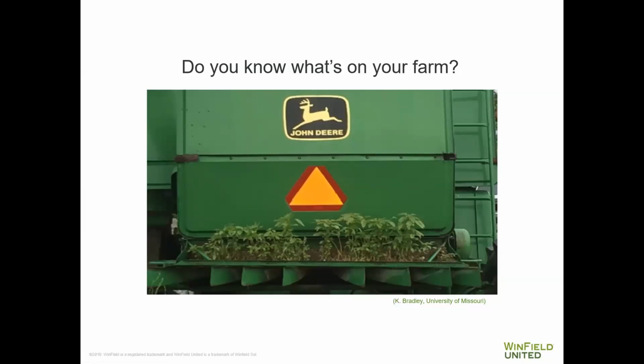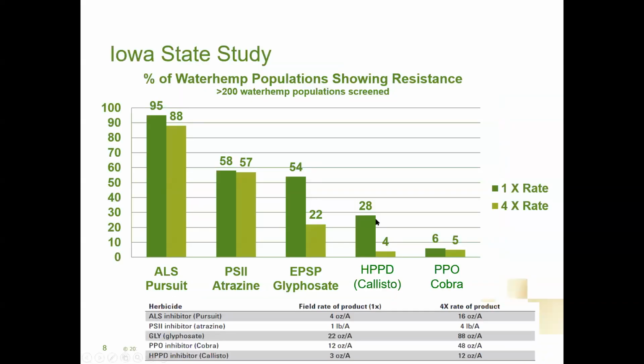So definitely want to be watching this so that we don't have weed resistance issues. And this is actually already getting a little bit old and a little bit dated, but Iowa State did a study that looked at the percentage of water hemp populations showing resistance to certain modes of action. You can see that a majority of these, we used to rely a lot on Pursuit. Pursuit was very effective when it first came out, and it was very good at controlling weeds in soybeans.